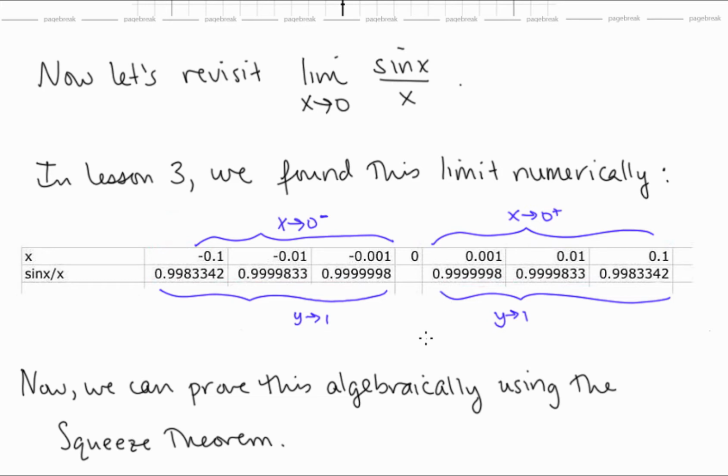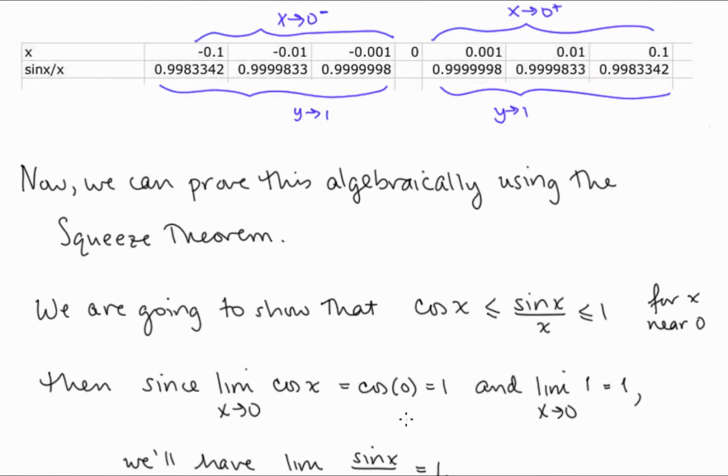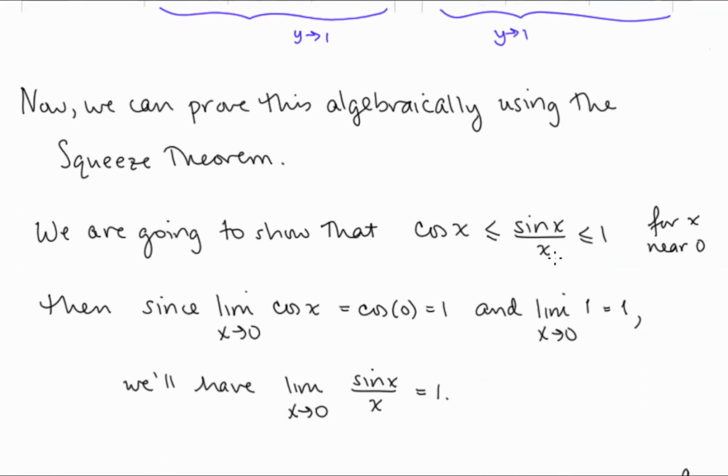Now let's prove this limit algebraically using the Squeeze theorem. What we're going to show here is that sine x over x is bounded by cosine x and 1 for x near 0. And then we're going to show that the limit as x goes to 0 of cosine x is equal to 1. And we know that this limit is also going to equal 1 as x goes to 0. So therefore, sine x over x will also approach 1 as x approaches 0. So this is the inequality we need to do a little work to prove. And once we have that, then we have the limit we're looking for. So let's take a look at how we can get this inequality.